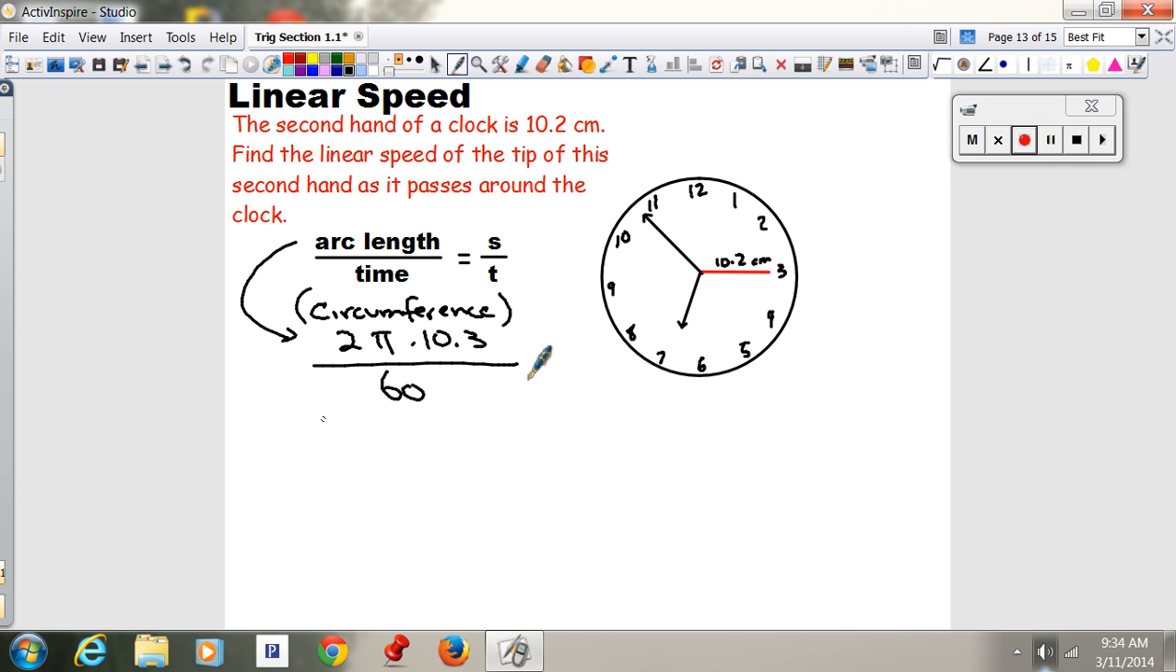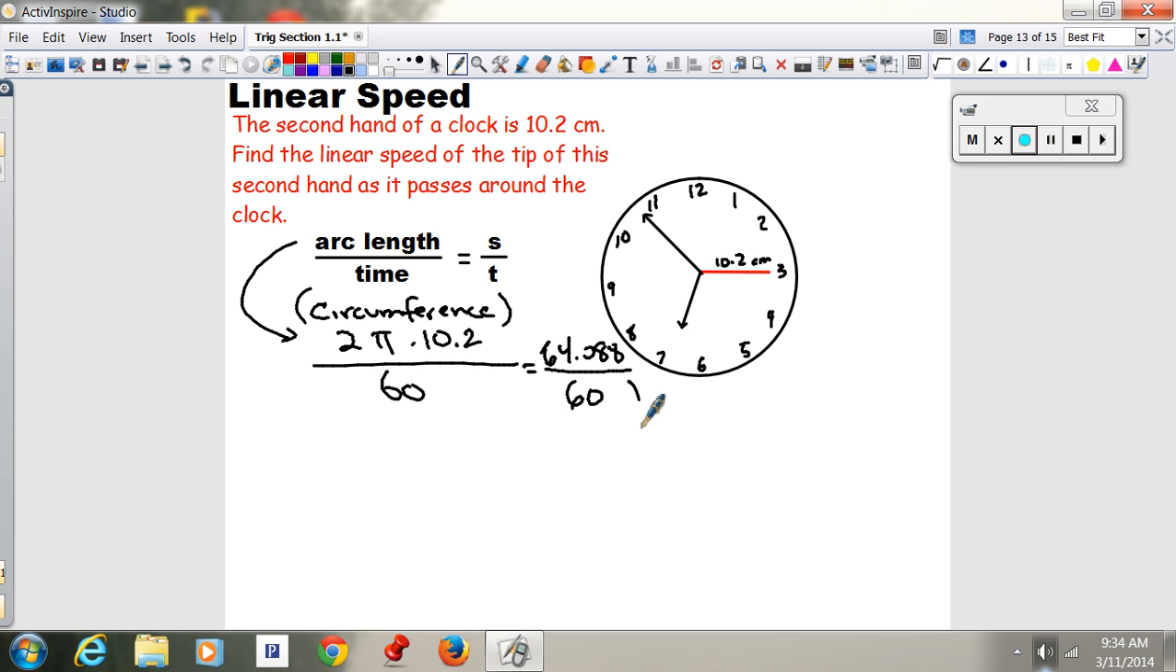So if you were to multiply the top, you're going to get 64.088 over 60. Yes, it should be 10.2. You're right. Sorry about that. Yes, 10.2 centimeters long. So if you multiply all this together, you're going to get 64.088 centimeters. That's the whole circumference. And it's got to do that in 60 seconds.